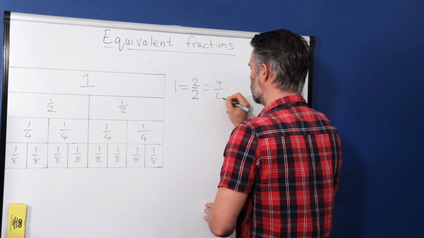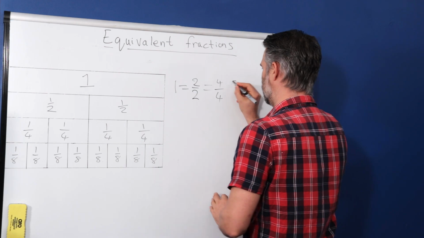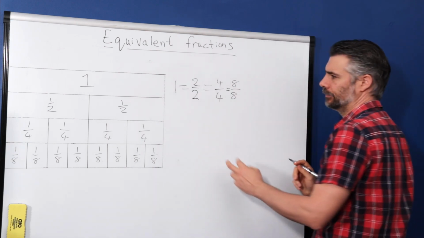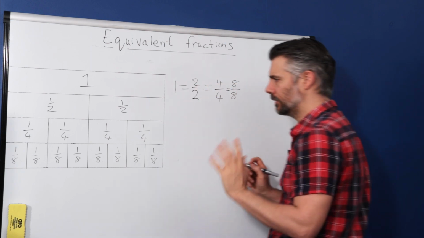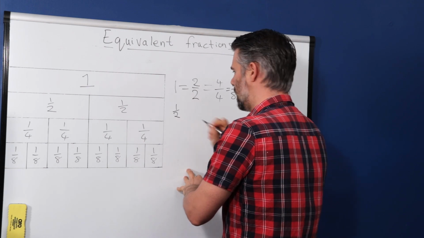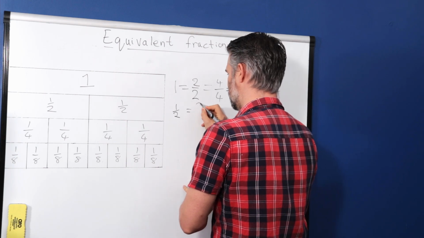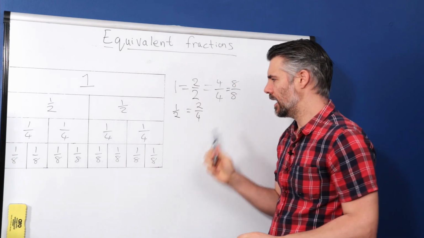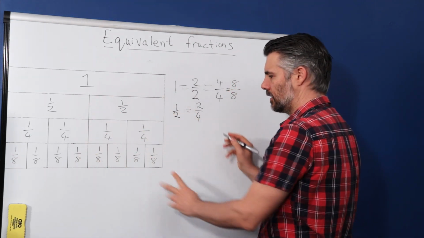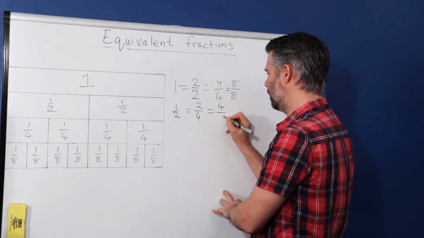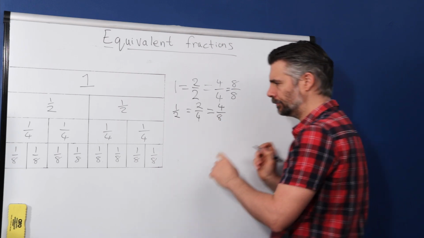So it's equal to 4 quarters, and it's equal to 8 eighths. 1, 2, 3, 4, 5, 6, 7, 8. 8 eighths. Okay. So 2 over 2 is equal to 4 over 4 is equal to 8 over 8. So now 1 half, as we can see, is equal to 2 quarters. Takes up the same space as 2 quarters. And 1 half also takes up the same amount of space as 4 eighths. So 1 half is equal to 2 over 4 is equal to 4 over 8.